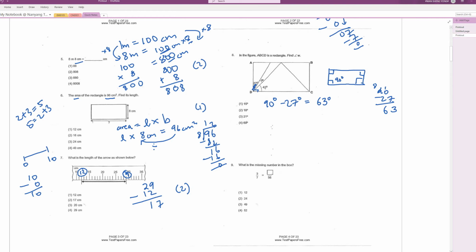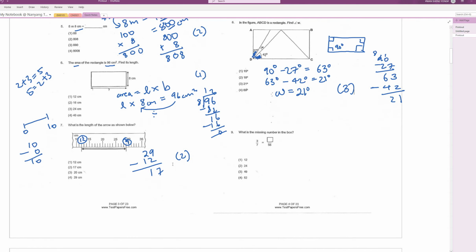Next, in order to find W, we have to remove the 42 degrees next. So we have 63 degrees, we minus away 42 degrees. 63 minus 42. 3 minus 2 is 1. 6 minus 4 is 2. So we have the answer 21 degrees. And that's how we know that W is equal to 21 degrees. So the correct answer is option 3.